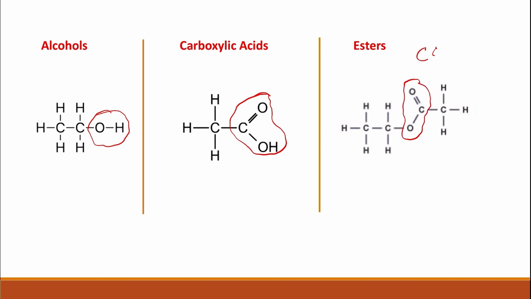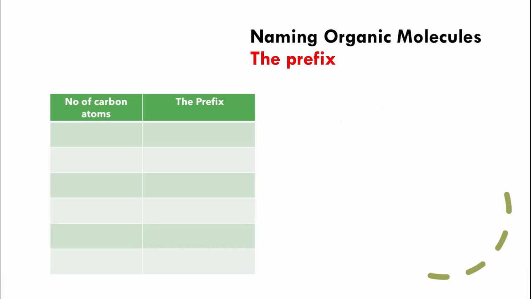To name the different organic molecules, we will use a prefix and a suffix. The prefix will always refer to the number of carbon atoms in the chain or in the molecule. If there is one, it's called meth. If there are two carbon atoms, we use the prefix eth. If there are three, it's prop. Four, it's but. Five, it's pent. And six, it's hex. So this is always the prefix of any compound.